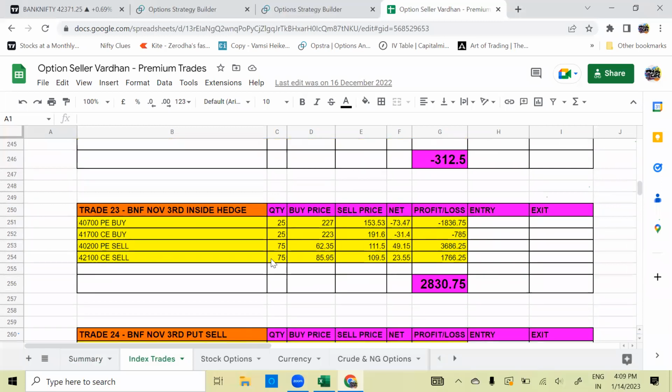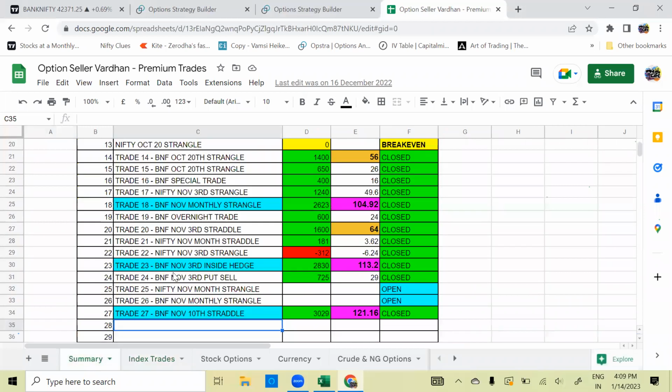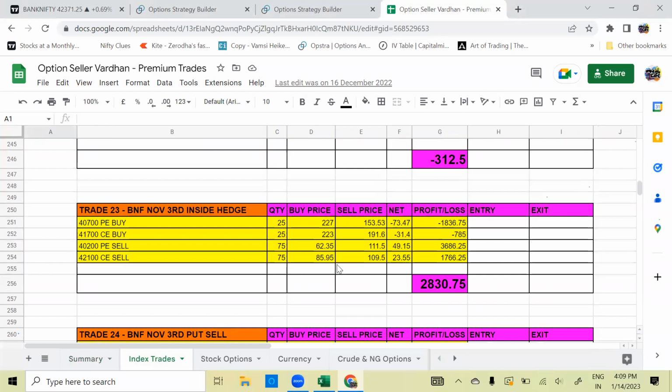So if we just observe this trade 23, we have done it in real. This is the Bank Nifty November 3rd inside hedge. Trade 23 is what we have done: 40,700 put and 41,700 put. Maybe the market is at 41,200, so 500 points away we have bought a call and we have bought a put. That is one thing.